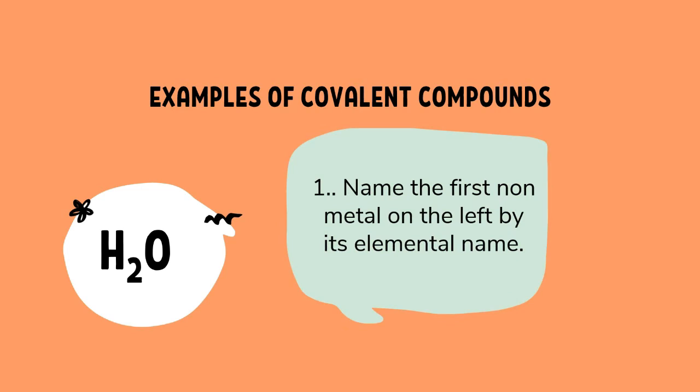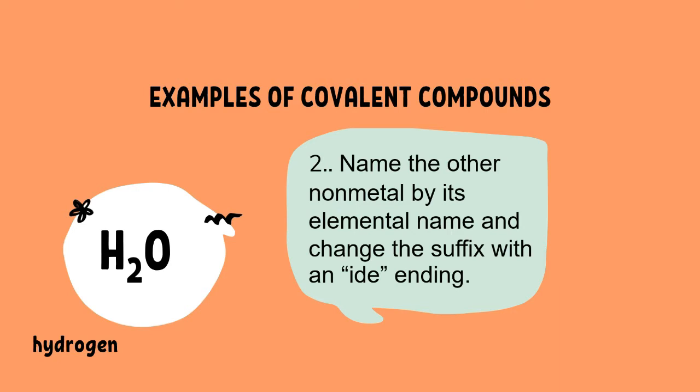We all know that H stands for hydrogen, and hydrogen is a nonmetal. So we have to name this as hydrogen. We just copy the name from the periodic table. And then the second rule, again, we have to name the other nonmetal by its elemental name and change the suffix with an IDE ending.